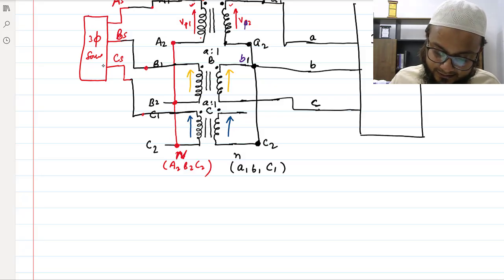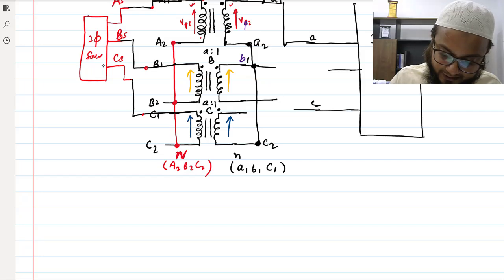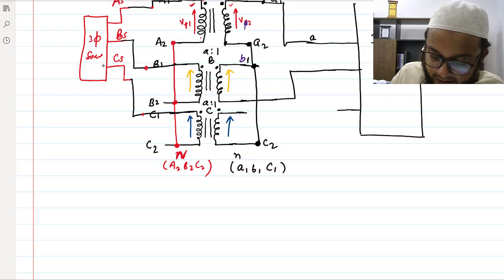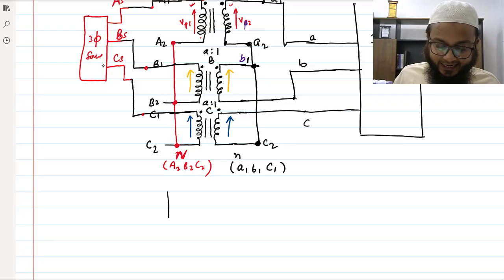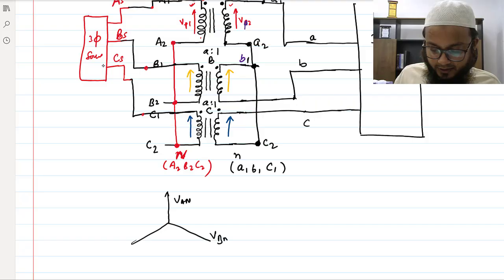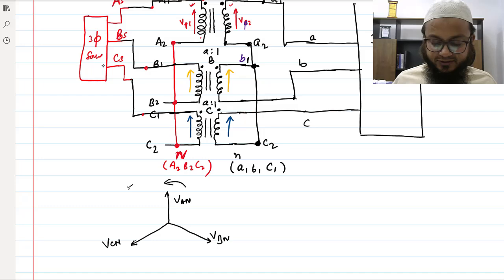B he has connected here. I have made a mistake here. So B point, B1 was made as a neutral, and this is B here, and this is C here. So obviously the primary side, if you draw the phasor diagram, it will remain the same. VAN, VBN for positive sequence, this will be the sequence VCN. So the primary side positive sequence is the same phasor, but see about the secondary side.